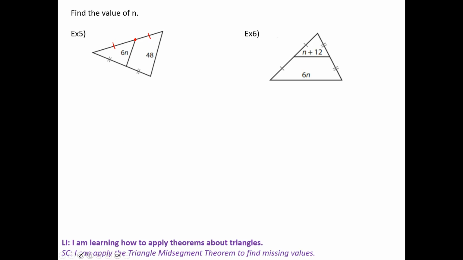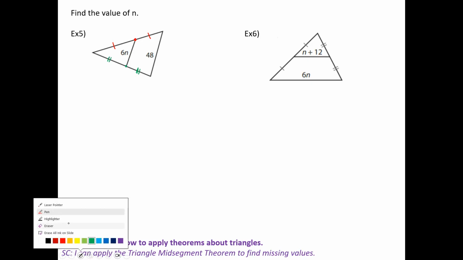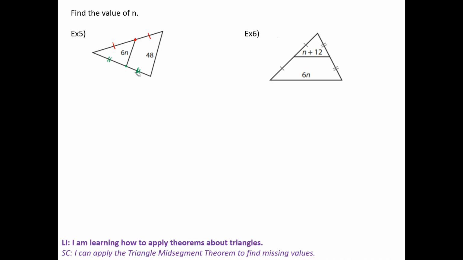And I'm going to switch to green. And I have a similar thing. I have 2 tick marks and 2 tick marks, which tells me that this point here must be the midpoint. And if I have 2 midpoints and they are connected, the thing that connects them, we call that the mid-segment. So here would be my mid-segment. And I know that it is parallel to the side of the triangle.